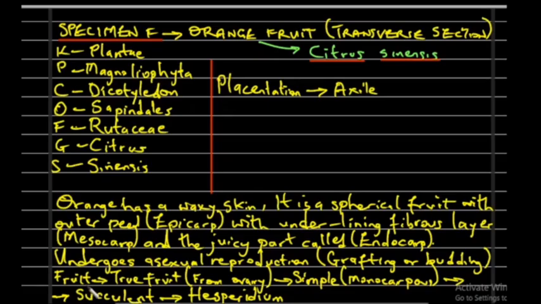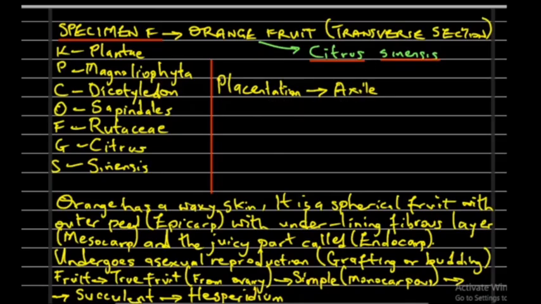Now, classifying this organism, we said it is a fruit which is also a true fruit from the ovary. Yes, it is a simple or monocarpous fruit. It is a succulent fruit, and then we also call it a hesperidium. That is how this particular fruit is classified. The placentation of this specimen is axial.